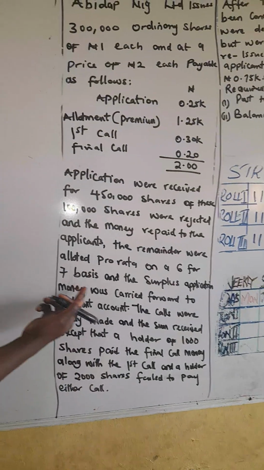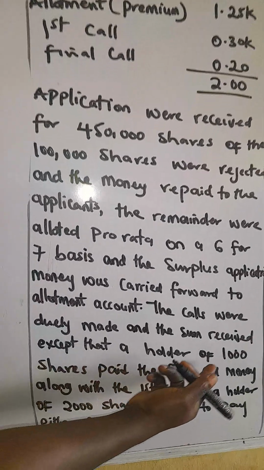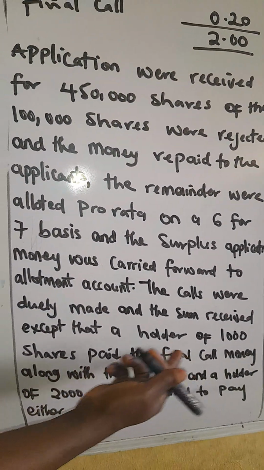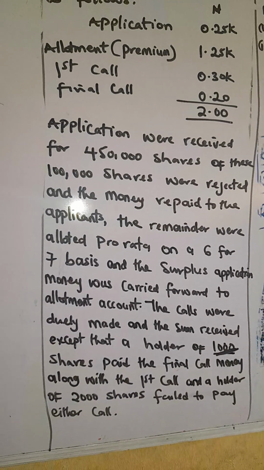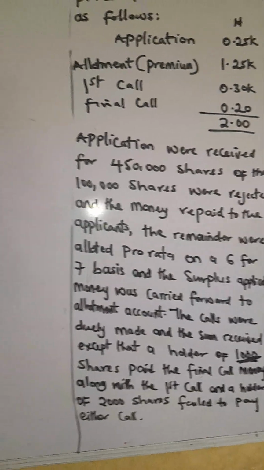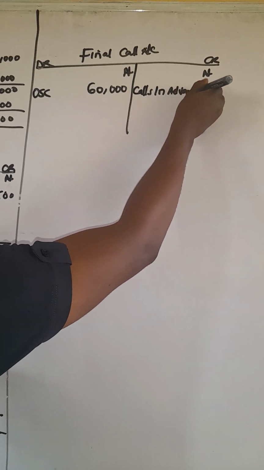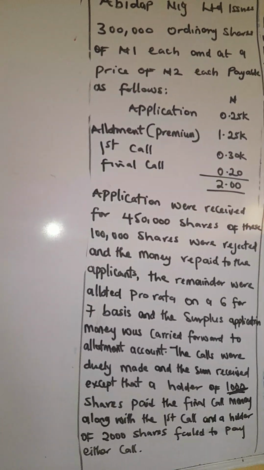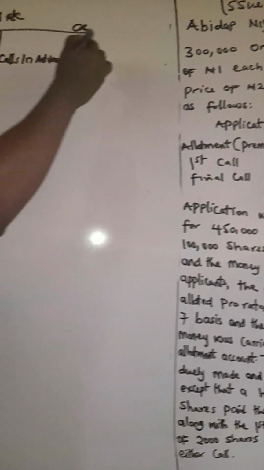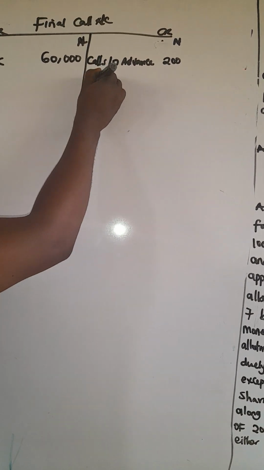We are here. The calls were duly made, and the sum received, except that an order of 1,000 shares pay the final call money. Now, this final call here, there's advance of 1,000 shares. That means these 1,000 shares were received before the due date. So we have calls in advance: 1,000 shares times 0.2. That gives us 200 naira. This is advance.